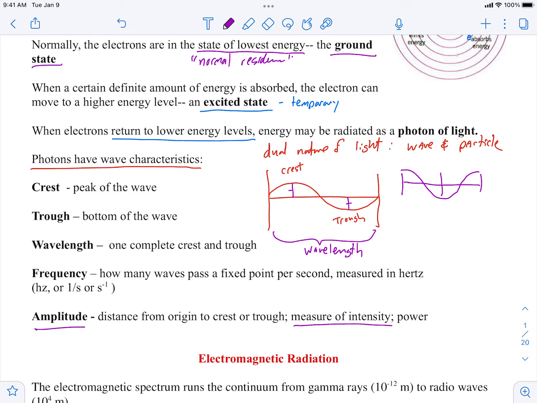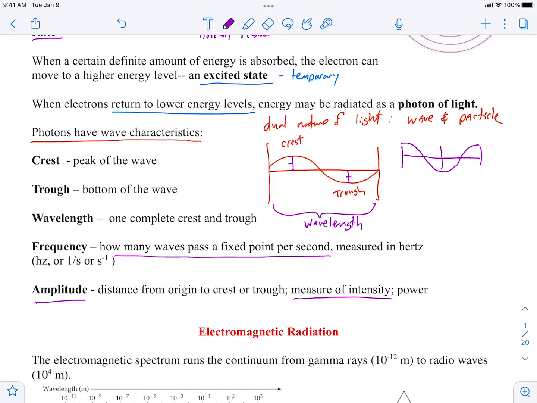So, if we know what a wavelength is, we should talk about frequency. Frequency is how many waves pass a fixed point per second. So, if I draw another picture of a wave that looks like this, this second wave, we'll call this wave B, in the same span of time, twice as many waves pass by. So B's frequency is twice that of wave A. Does that make sense? The wavelength of B is half that of the wavelength of A, which means twice as many waves of B will pass.